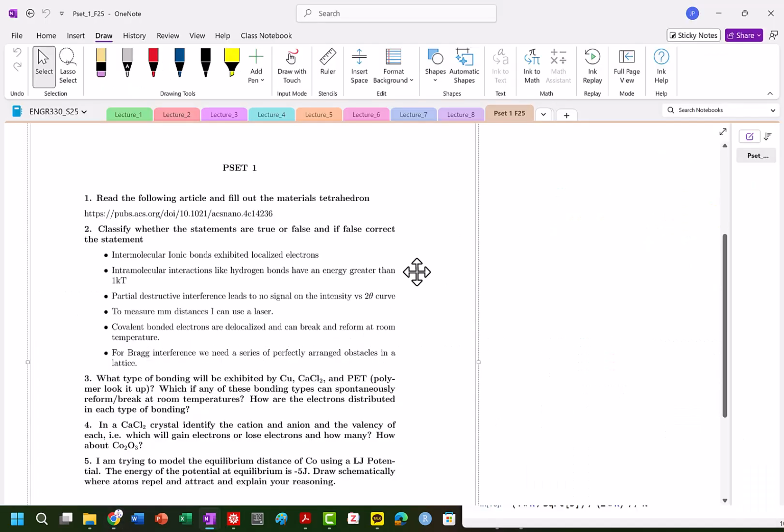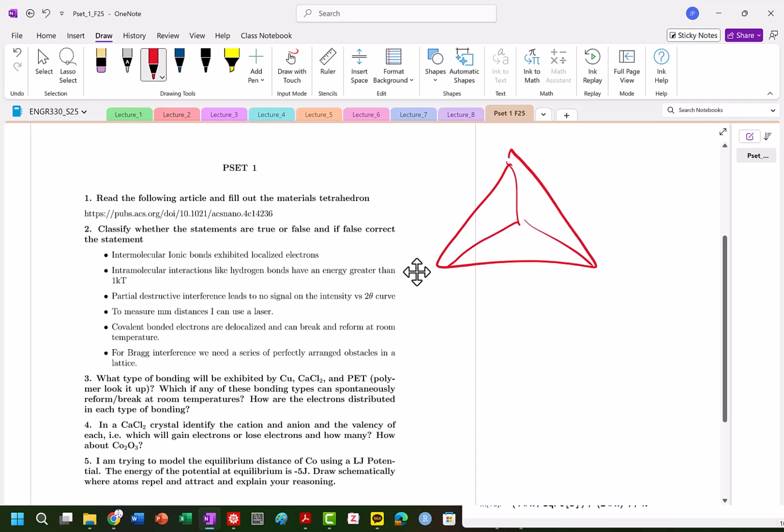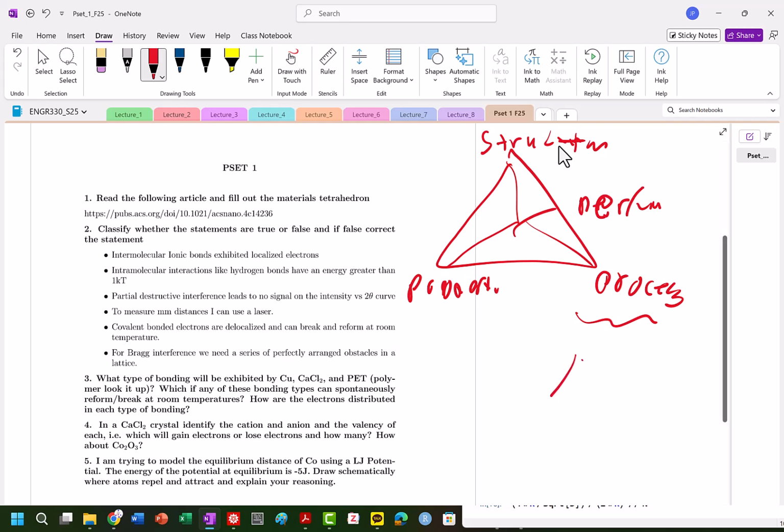So if we're filling out our materials tetrahedron, again, we have structure, we have properties, we have process, and we have performance. So the process would be we stick A polymer and B polymer together. We change essentially the volume fraction of those A and B blocks, and then that changes the structure. So we have those nano stimuli responsive structures.